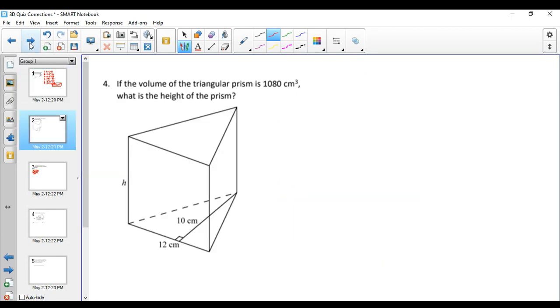Okay, the next one that was commonly missed was number 4. It says if the volume of the triangular prism is 1080 centimeters cubed, what is the height of the prism? So first of all, we have to know what is the formula to find volume of a prism. Well, to find volume of any type of prism, we always do area of the base times the height. So this capital B right here stands for area of the base.